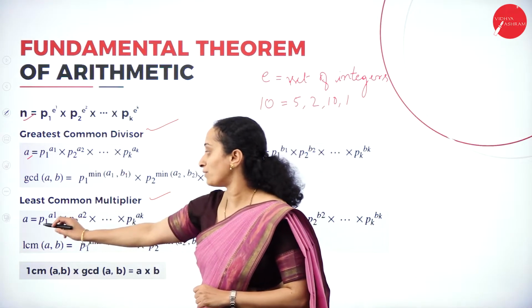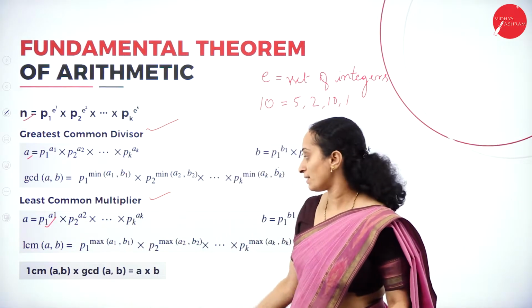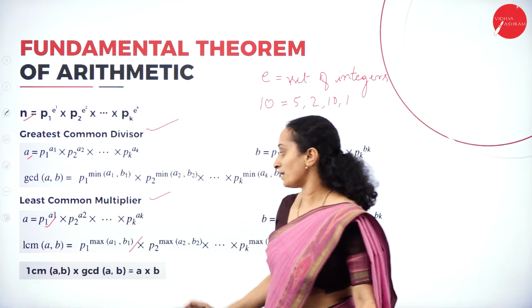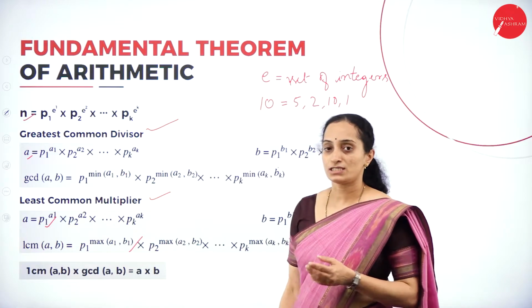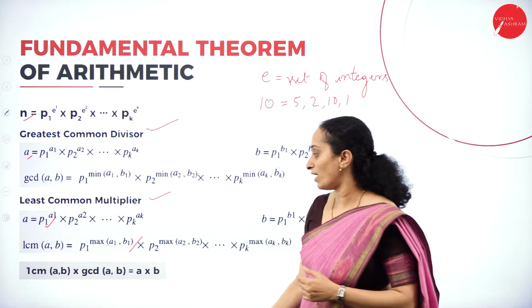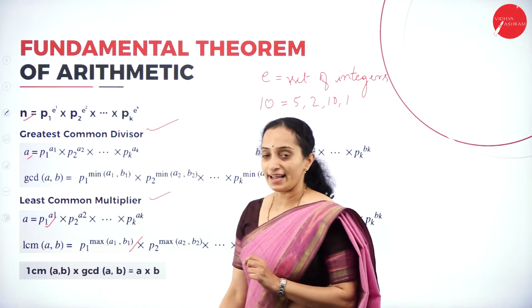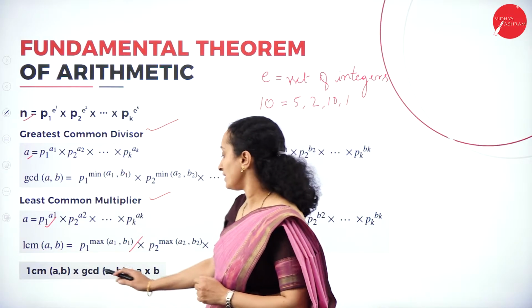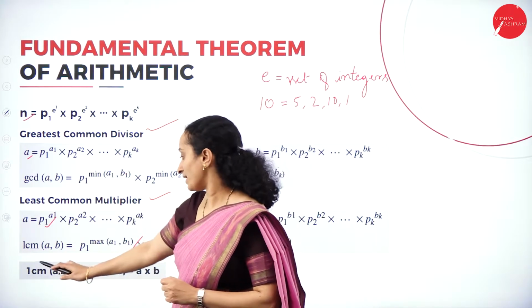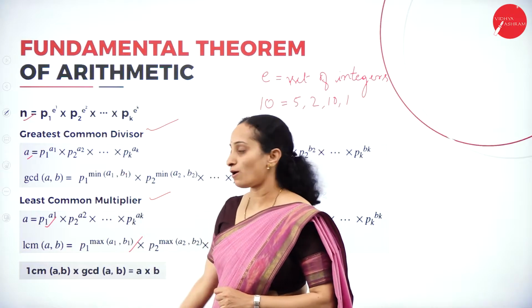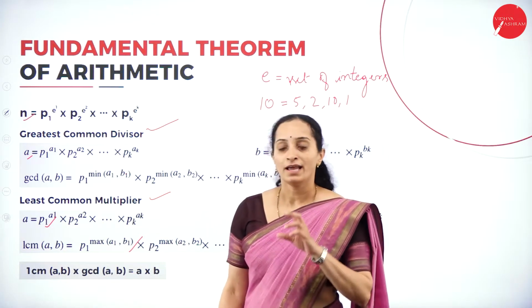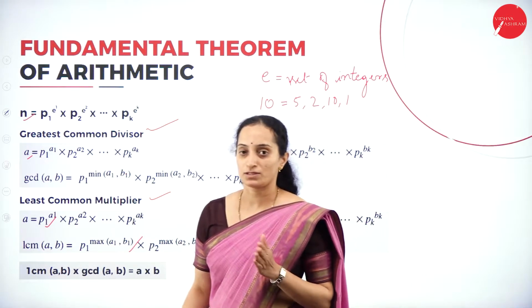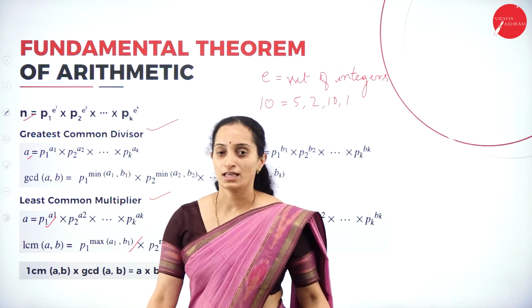Factorization expression can be used to find out the LCM also. Here we have the expression. For LCM, we make use of the maximum value. For GCD, we make use of the minimum value. Okay. So you can relate the LCM and the GCD using this expression. LCM of A, B into GCD of A, B will give the product of A and B.